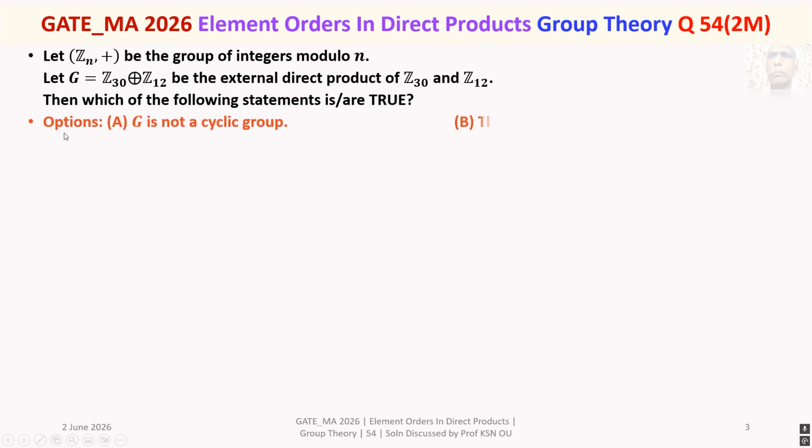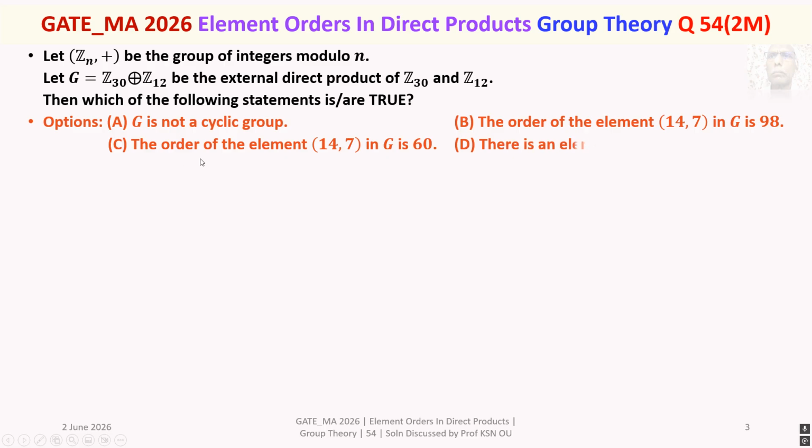We are given four options. Option A, G is not a cyclic group. Option B, the order of the element, the ordered pair (14, 7) in G is 98. In option C, the order of the element, the ordered pair (14, 7) in G is 60. Option D, there is an element in G of order 360.